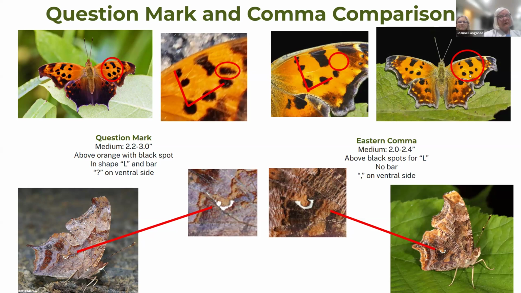Now, when they're flying or sitting and their wings are going up and down because they keep moving them all the time, it's hard to tell them apart. On the ventral side, the question mark has a question mark on it. The comma has a comma. And the comma is more broken up than the question mark, and it also is a little bit smaller. So that's one of the things you can look for.